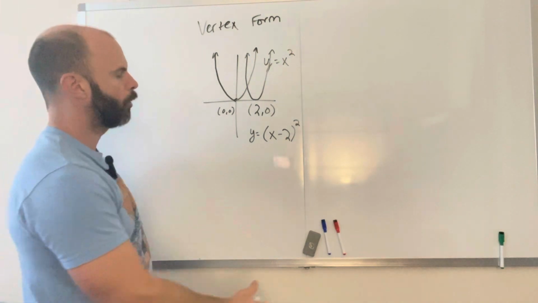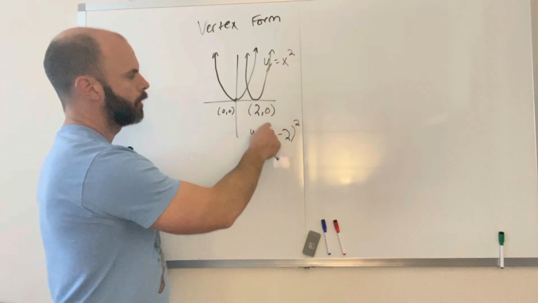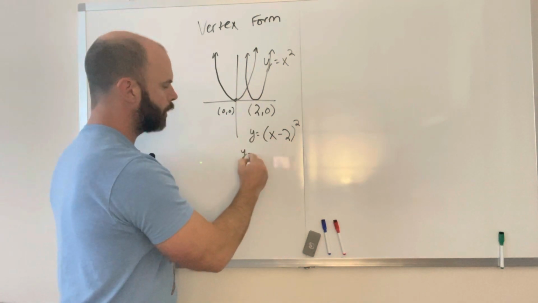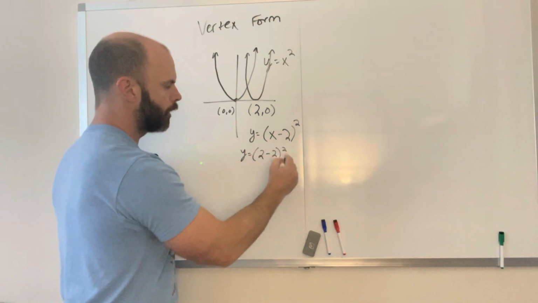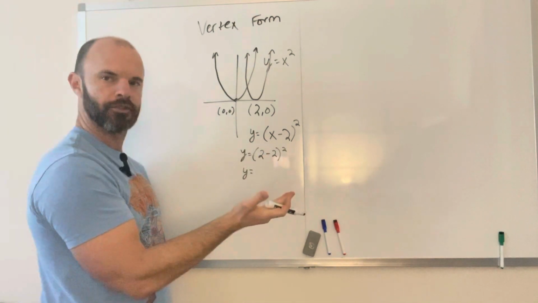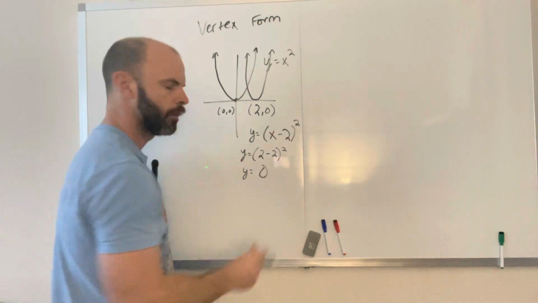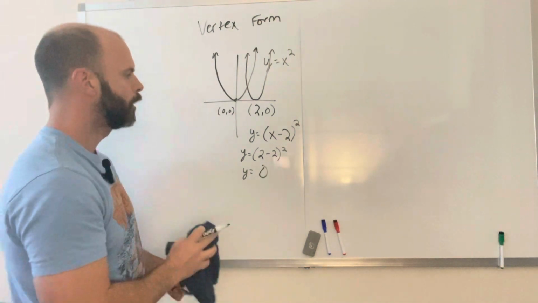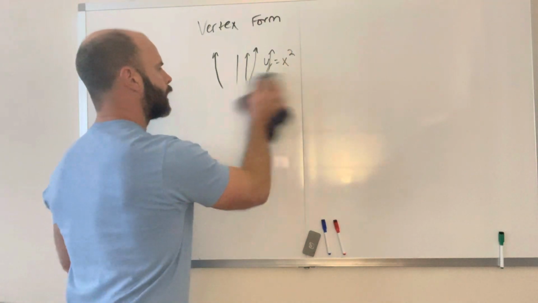So what I want to know is what makes y go to 0? Well, in this form, if I plug in x equals 2, I get y equals (2 minus 2) squared, which is 0 squared, which is 0. And it worked. It's exactly what I want it to do. So that's moving it to the right.